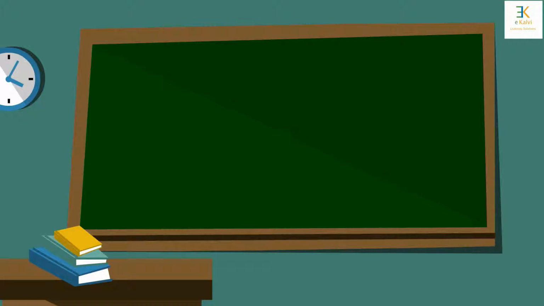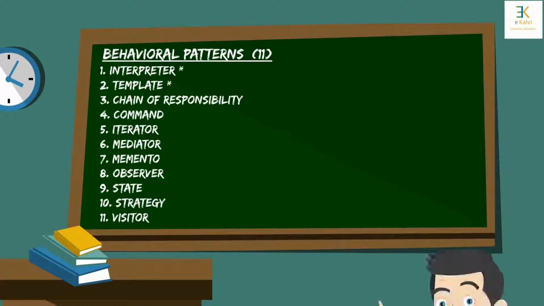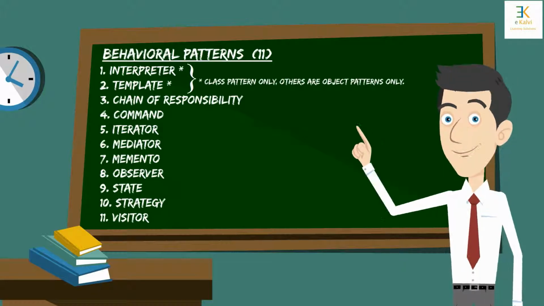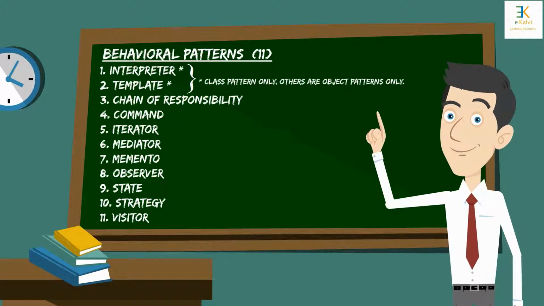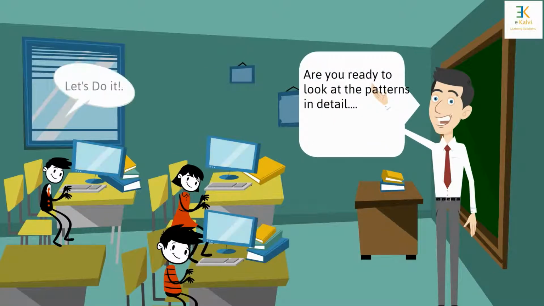The final set of patterns, behavioral patterns, deal with the ways how classes and objects behave and interact. They focus on patterns of communications between objects. Behavioral patterns are 11 and they are: 1. Interpreter. 2. Template. 3. Chain of responsibility. 4. Command. 5. Iterator. 6. Mediator. 7. Memento. 8. Observer. 9. State. 10. Strategy. 11. Visitor. Are you ready to look at the patterns in detail?